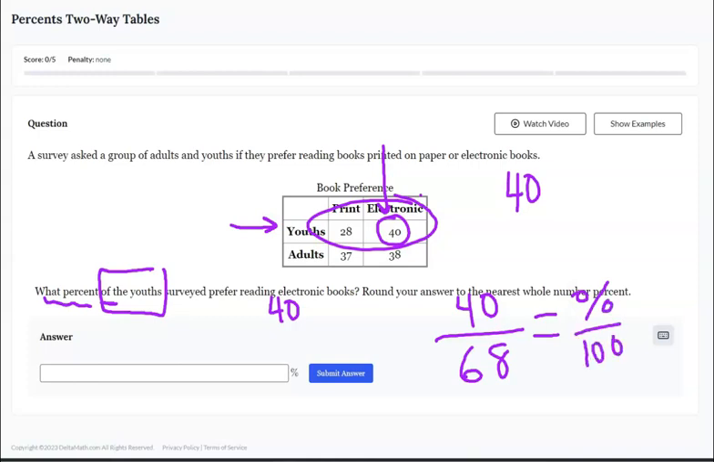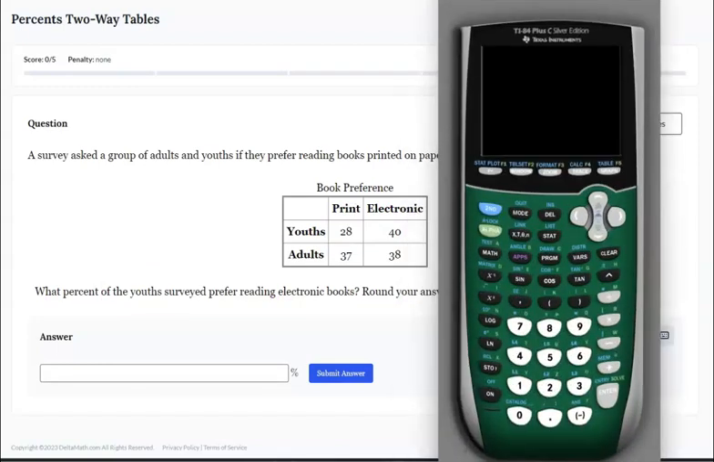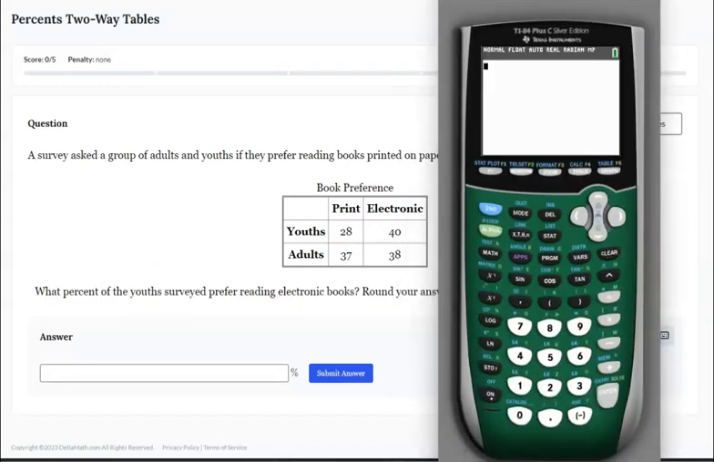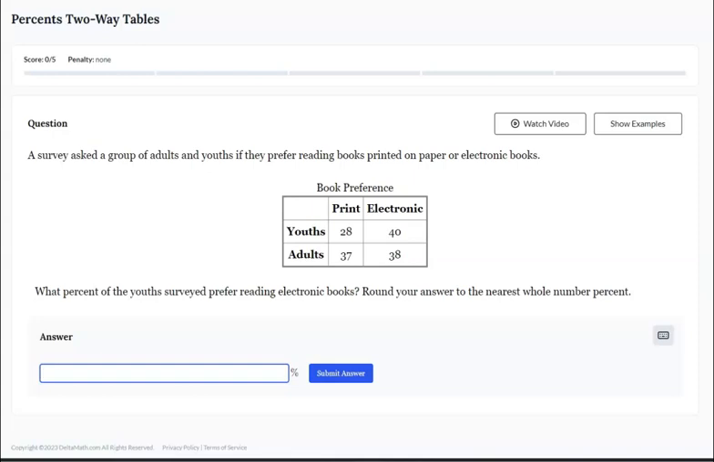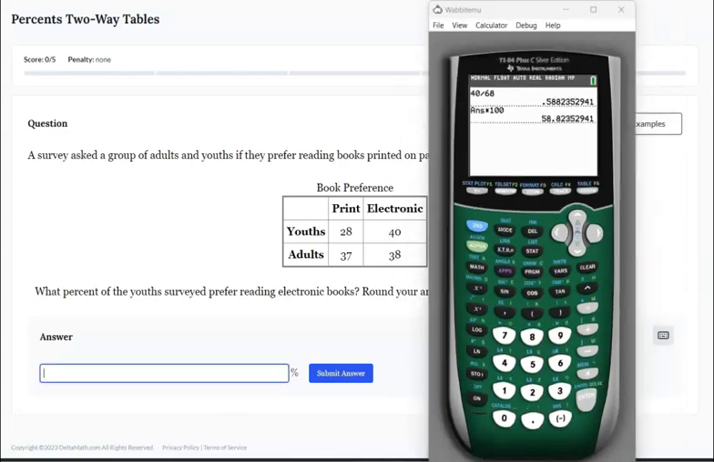So I'm going to take a shortcut. Instead of solving this proportion, I'm going to divide 40 by 68, and then I'll times by 100. So 40 divided by 68 is my decimal value, and we times that by 100, and we get our percentage value. They told us to round our answer to the nearest whole percent. So 58.8 is going to round up to 59.